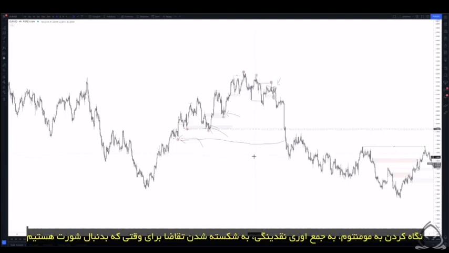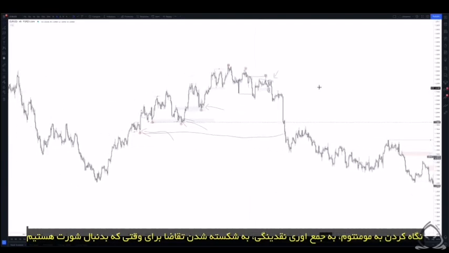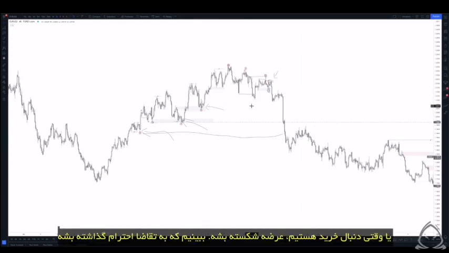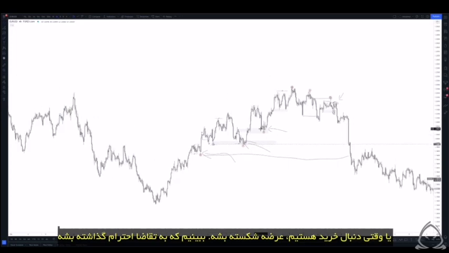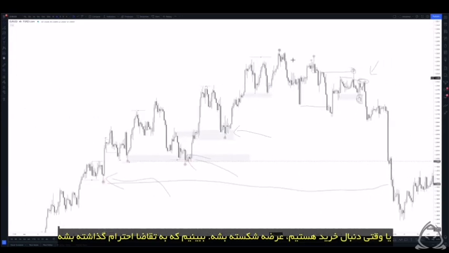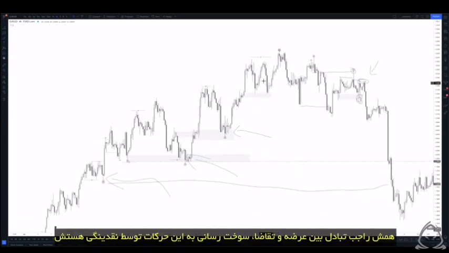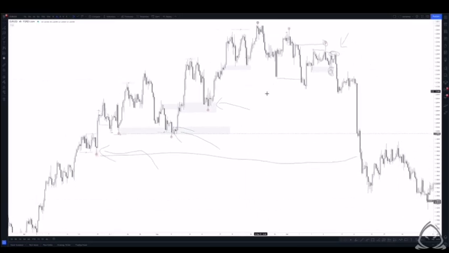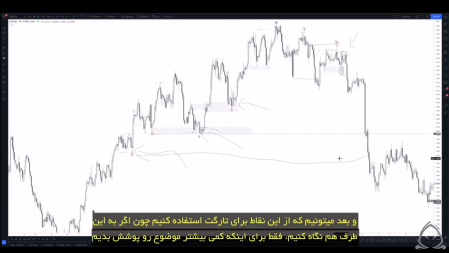Be looking at momentum, looking at liquidity being taken, looking at demand failing when we're looking for shorts, or supply failing when we're looking for buys, looking for demand being respected. It's all the interaction between supply and demand, liquidity fueling these moves, and then we're able to use these points as either targets for other ends of trades.